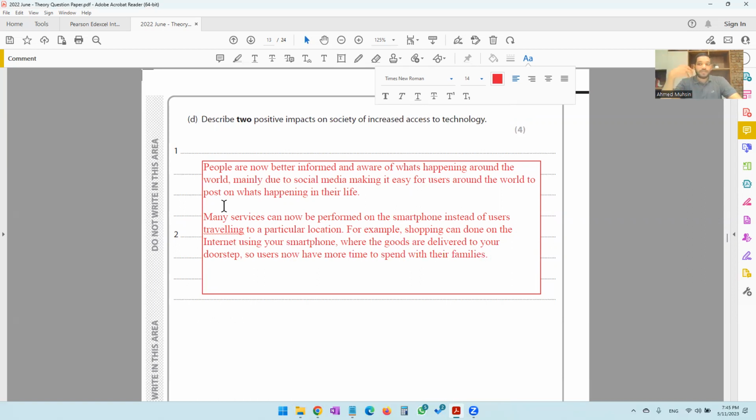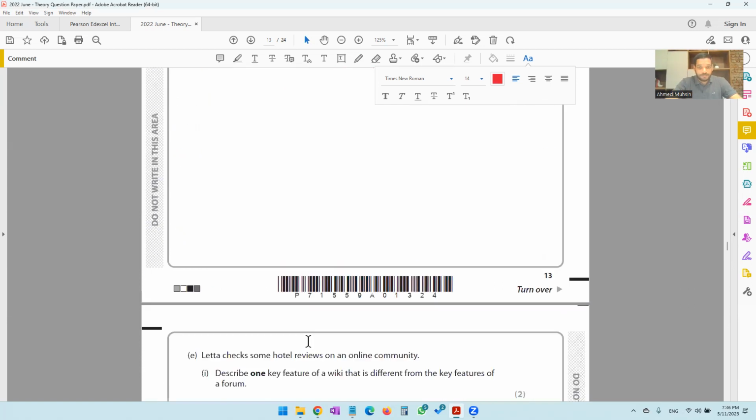Another one can be, for example, when it comes to banking, you don't have to physically travel to the bank and get your banking activities done. You can simply do it from your smartphone itself. So you're basically getting more time to spend with your families, with the people that you love. So this is another positive impact on society here. All right, moving on to the next one.